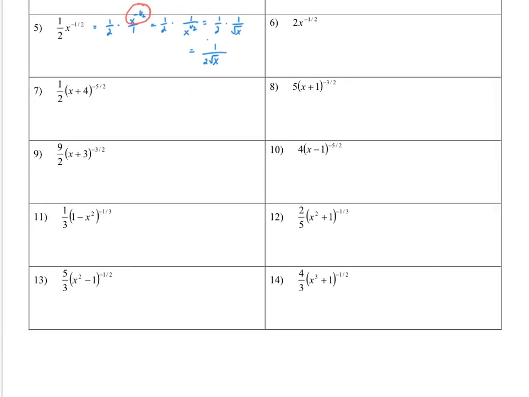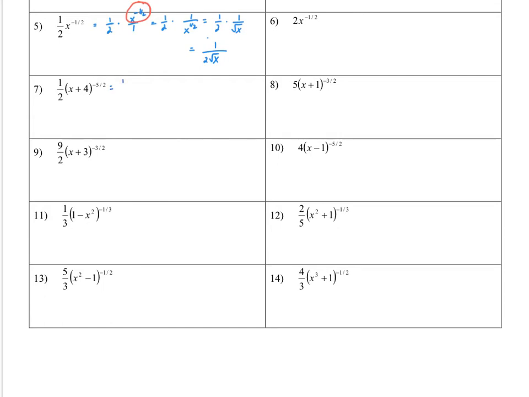Number 7. We have 1/2 times x plus 4 to the -5/2 power all over 1. That's equal to 1/2 times 1 divided by x plus 4 to the +5/2 power, which is equal to 1/2 times 1 divided by the square root of x plus 4 to the 5th. This gives us our final answer, 1 divided by 2 times the square root of x plus 4 to the 5th. We'll skip to number 11.